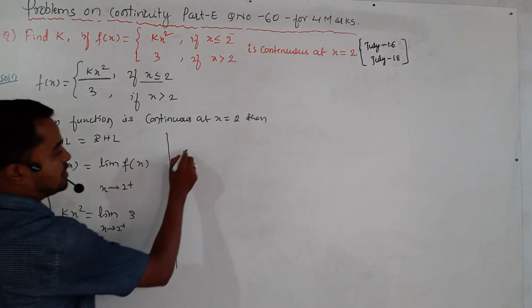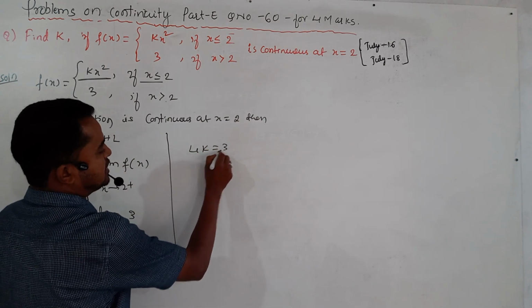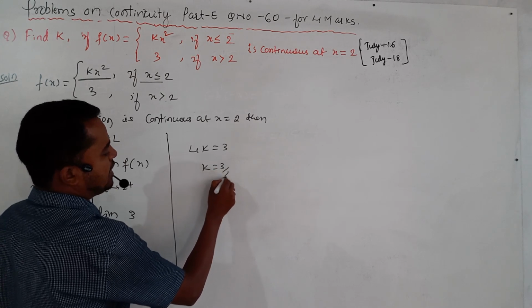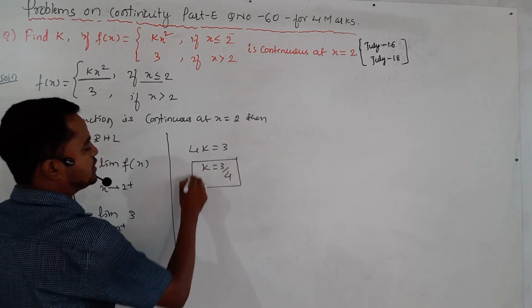2 square means 4, so 4k is equal to 3. k is equal to 3 by 4. So this is the value of k.